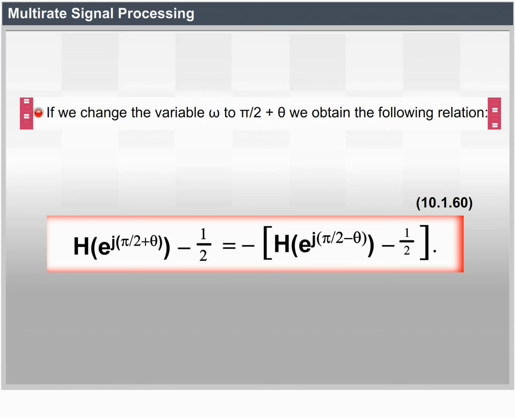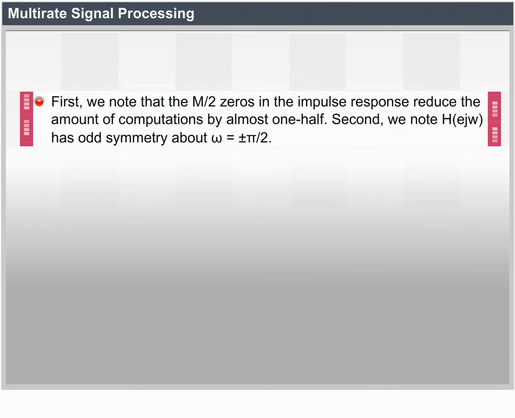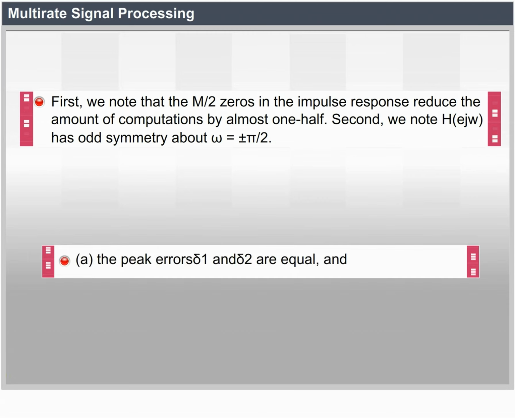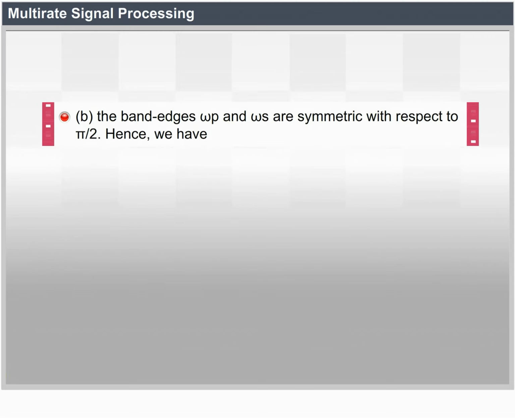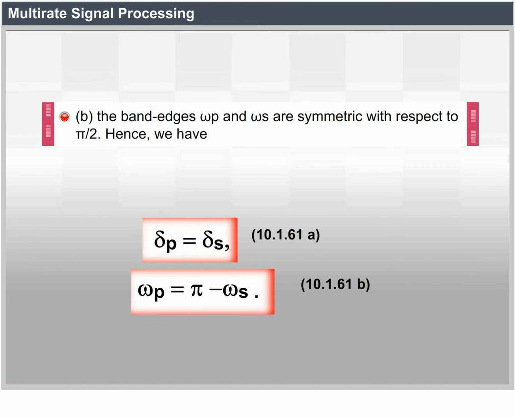First, we note that the M/2 zeros in the impulse response reduce the amount of computation by almost 1/2. Second, we note H(e^jomega) has odd symmetry about omega equal to plus or minus pi/2. The implications of this symmetry for a practical low-pass filter are: a. The peak errors delta 1 and delta 2 are equal, and b. The band edges omega_p and omega_s are symmetric with respect to pi/2. Hence, we have delta_p = delta_s, which is 10.1.61a, and omega_p = pi - omega_s, which is 10.1.61b.